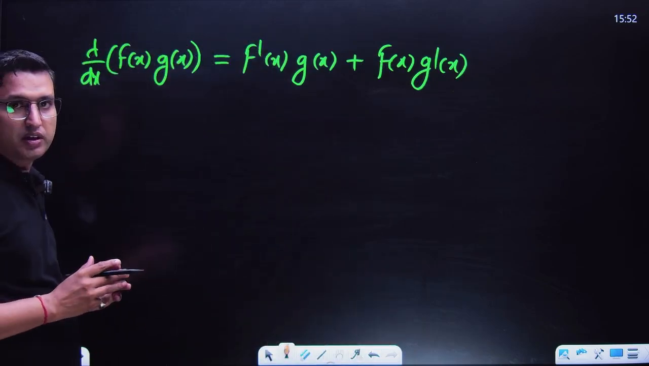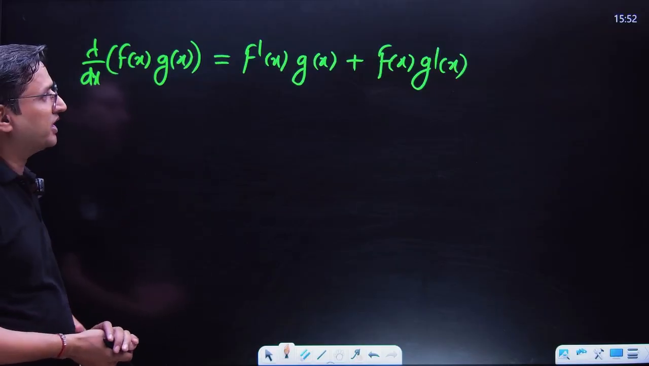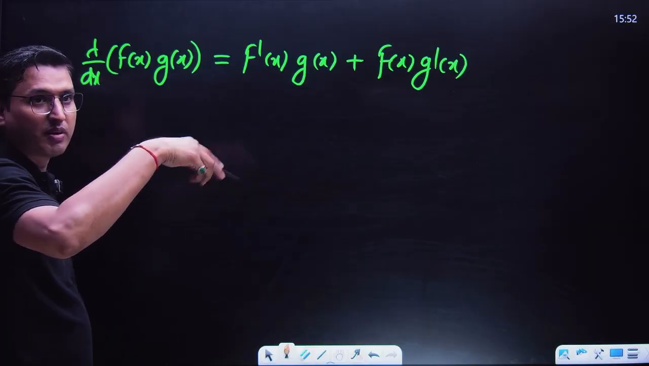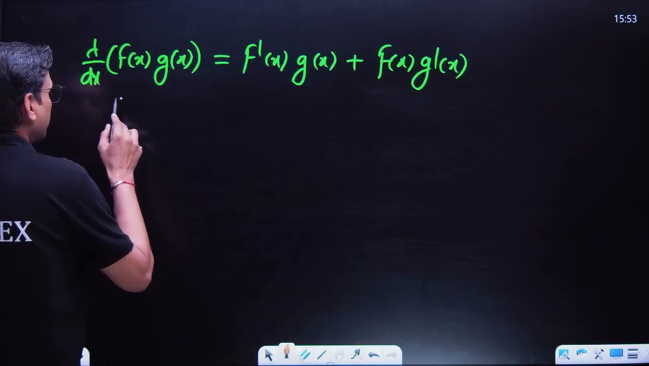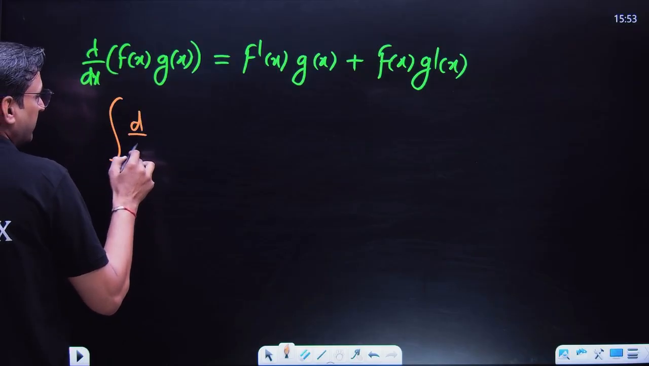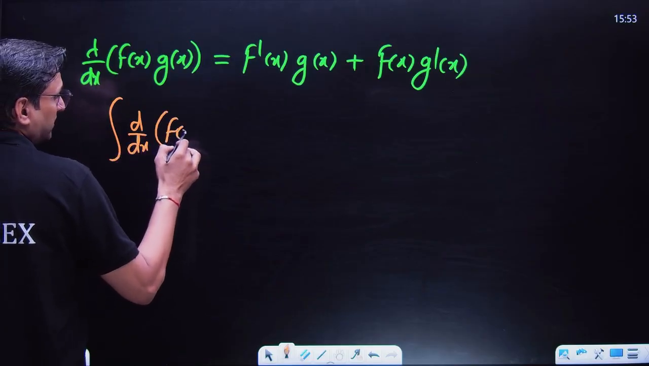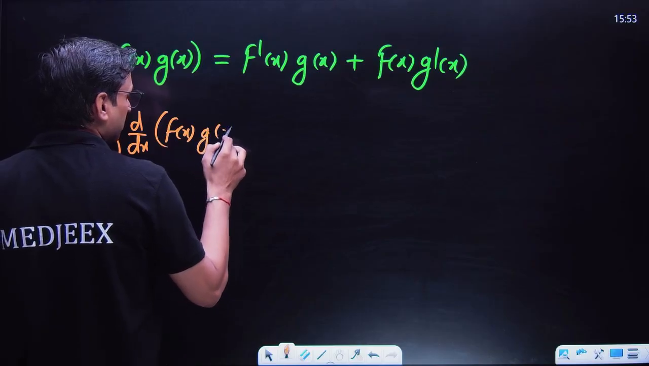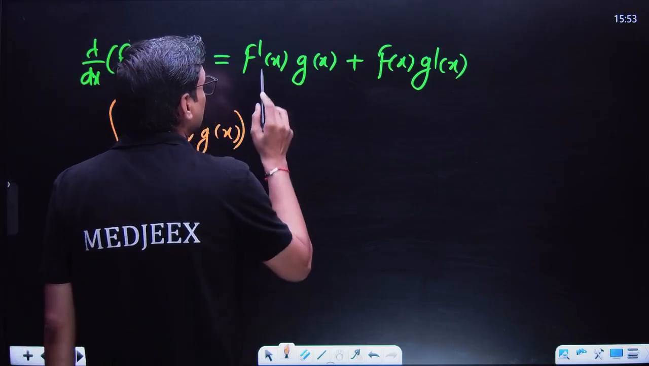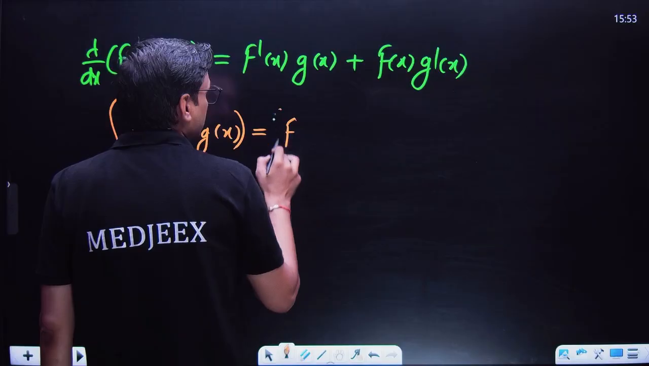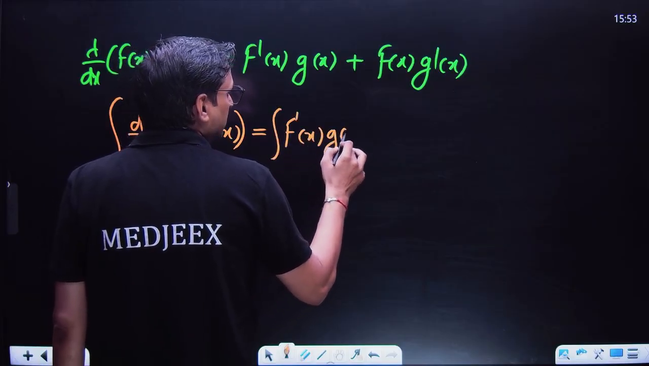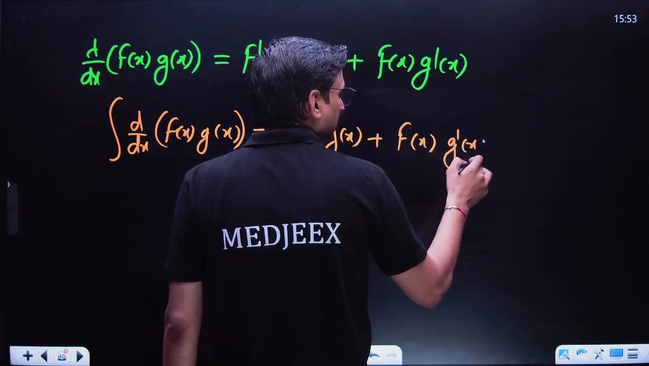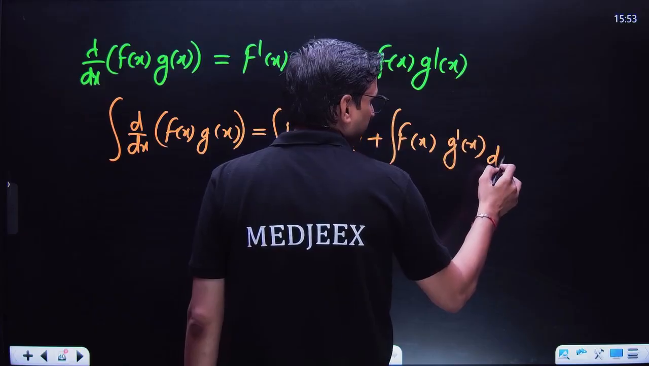if I am writing like this and I am going to apply integration over here, then it will be written like this: d by dx of f(x)g(x) is equal to f'(x)g(x) plus f(x)g'(x). Yes or no? dx I can write likewise this.